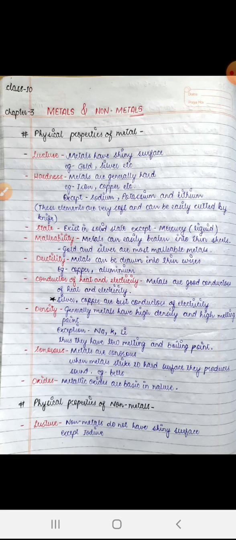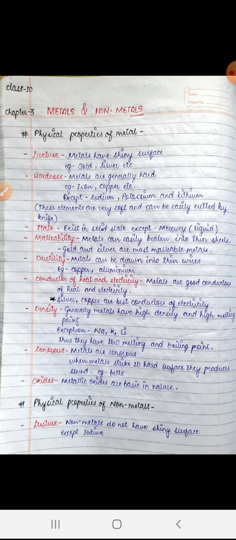Except a few metals are not hard, and these metals are sodium, potassium and lithium. So these three are the metals which are not hard. They are so soft that they can be cut by a knife. These elements are very soft and can be easily cut by a knife.